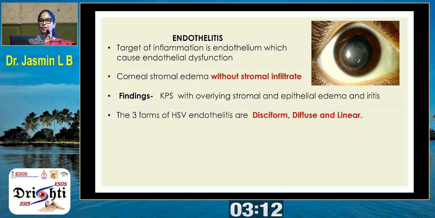Next is endotheliitis. The target of inflammation is the endothelium, which causes endothelial dysfunction. There won't be stromal infiltration. Other findings are keratic precipitates, overlying stromal and epithelial edema, and iritis. Three forms are there: disciform, diffuse and linear.